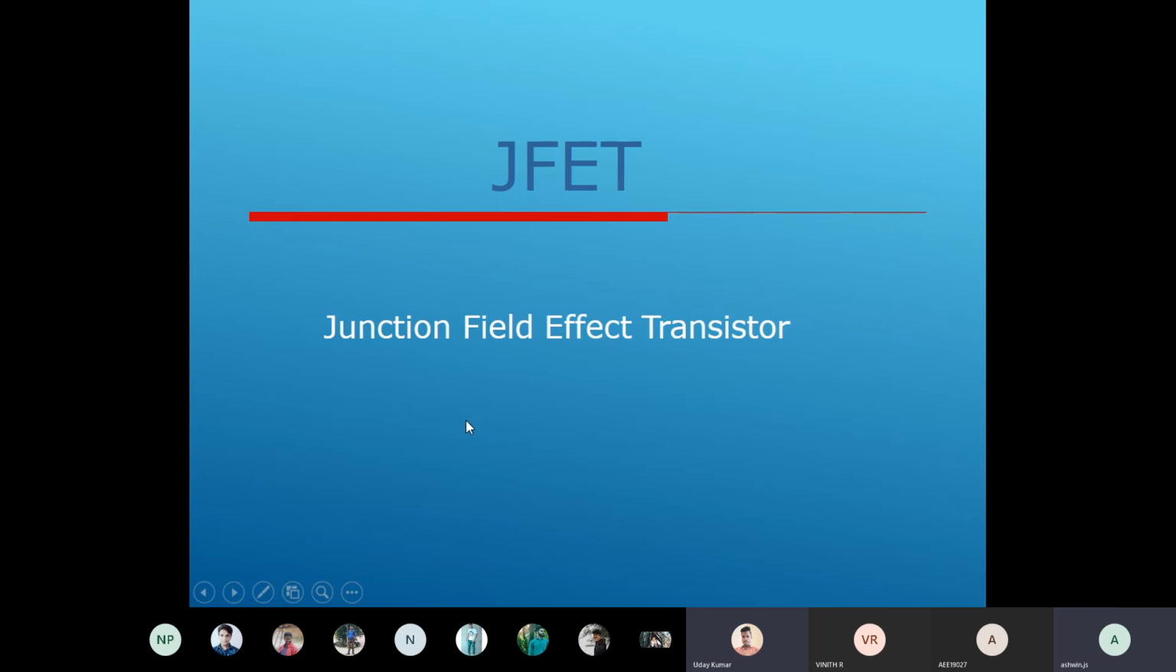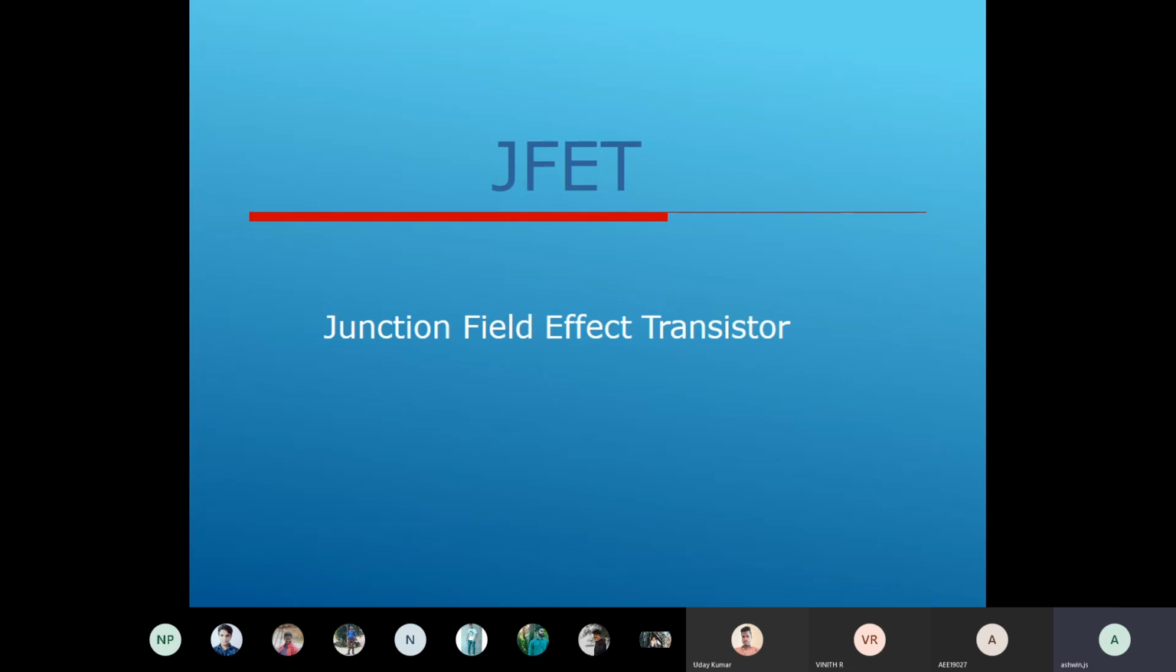Okay. So next type of a transistor. Previously, we've seen the bipolar junction transistor. Bipolar means both the majority and minority charge carriers can conduct, so that's why it is called a bipolar junction transistor. Another type of transistor is the JFET, the junction field effect transistor. This is also a transistor which consists of three layers with three terminals and having two junctions.